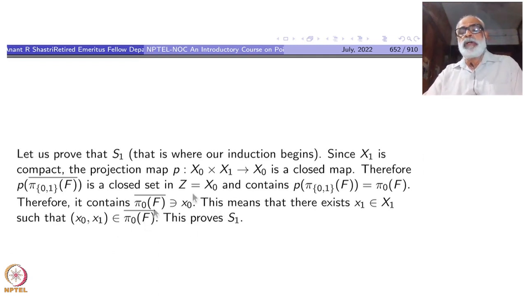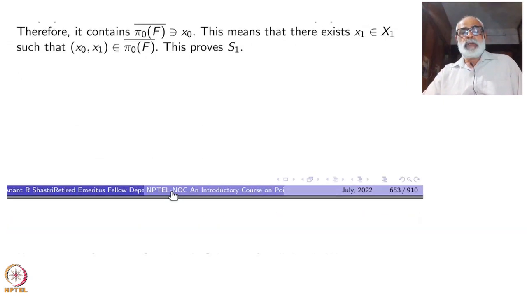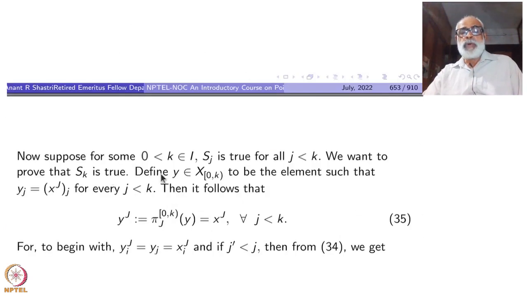I have explained this already before. Now I am using this new notation. So this is the way from X1 to X2, X3 and so on; we can keep going very easily. All right. But now we want to use induction directly. So S1 is true. Now the next thing to prove: suppose for some k inside I, not equal to 0, this should be 0, it's not O, Sj is true for all j less than k.